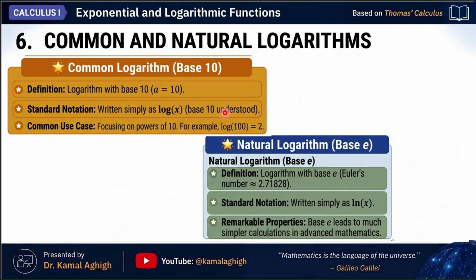The second is the natural logarithm, whose base is the special number e, which is approximately 2.71828. The natural logarithm is written as natural log of x. The number e is one of the most important constants in mathematics. It appears naturally in calculus, differential equations, probability, statistics, finance, engineering, physics, and machine learning.